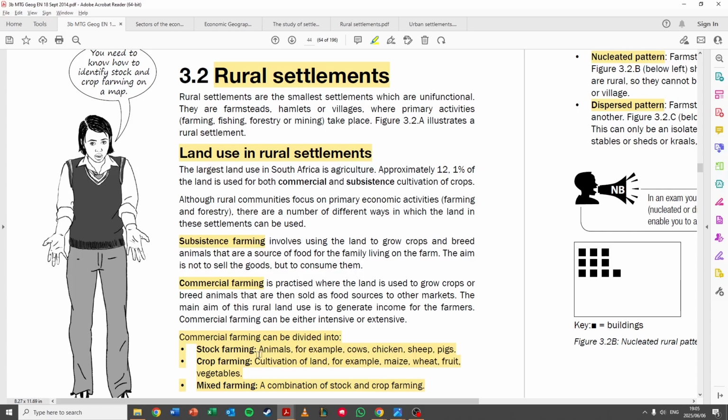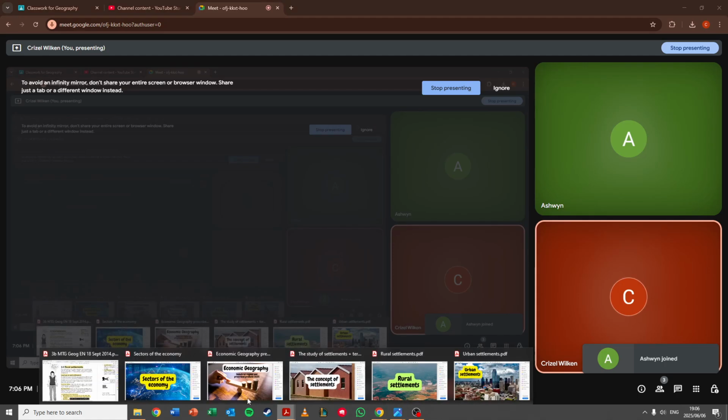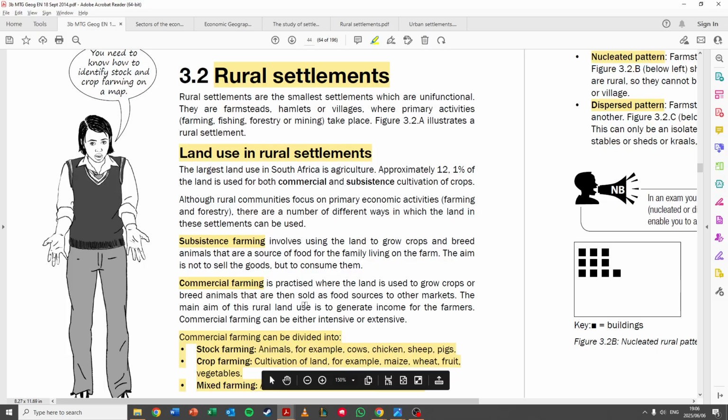Okay, and for this, you do need to know the difference between commercial and subsistence farming. Subsistence farming is typically when you have a family that grows crops, and they grow just enough to feed themselves and sometimes maybe a friend or neighbors, but they don't do it on a very big scale. This tends to be very, very small.